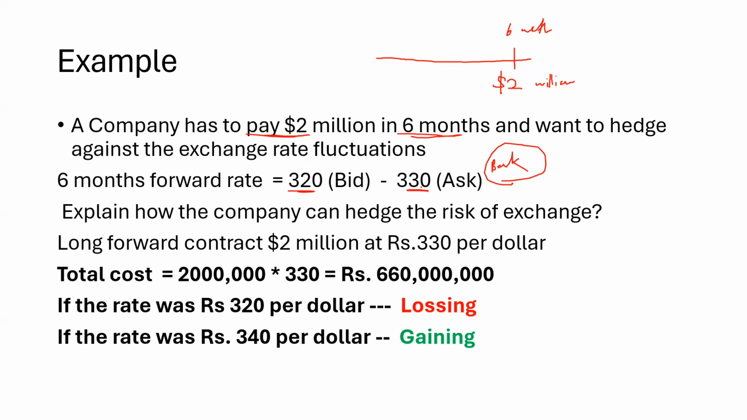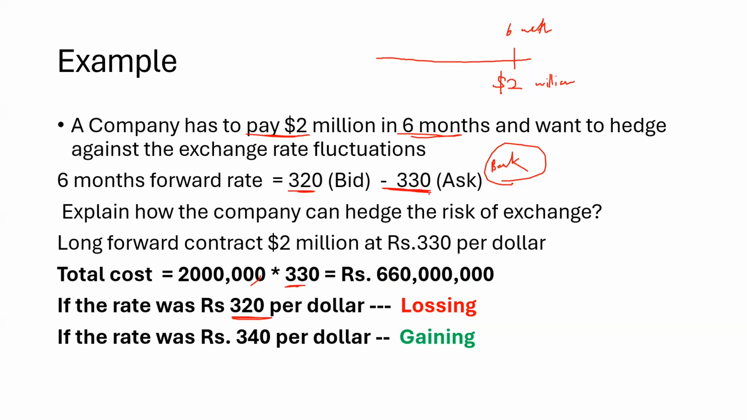In order to buy from the bank, from the bank's point of view, they are selling. So since you are buying, this 330 is the rate that is applicable. When you're finding the total cost, 2 million times 330, you will get the total cost as 660 million, right?